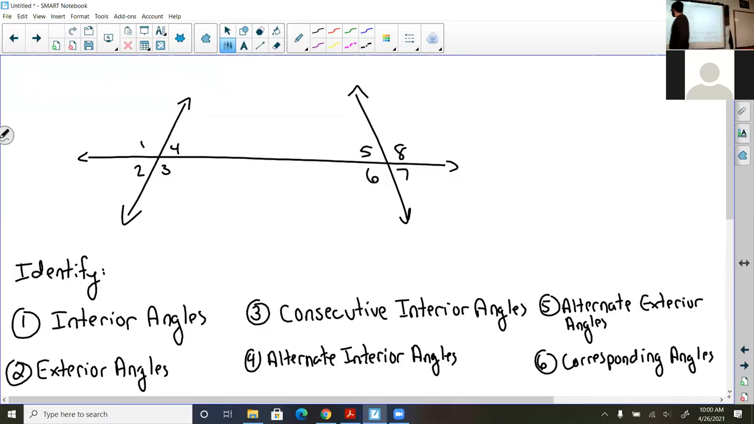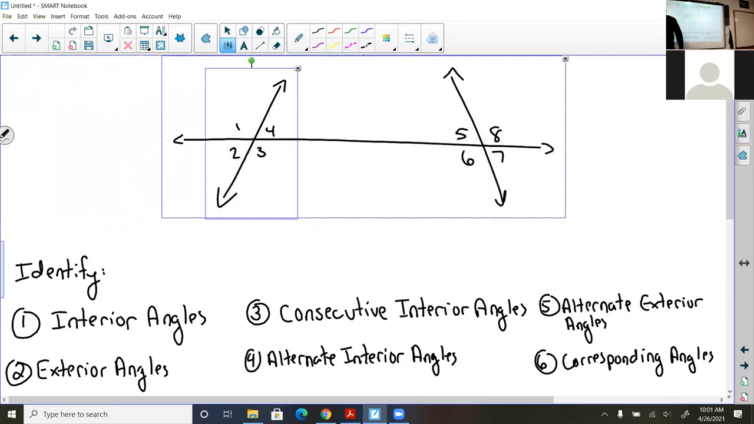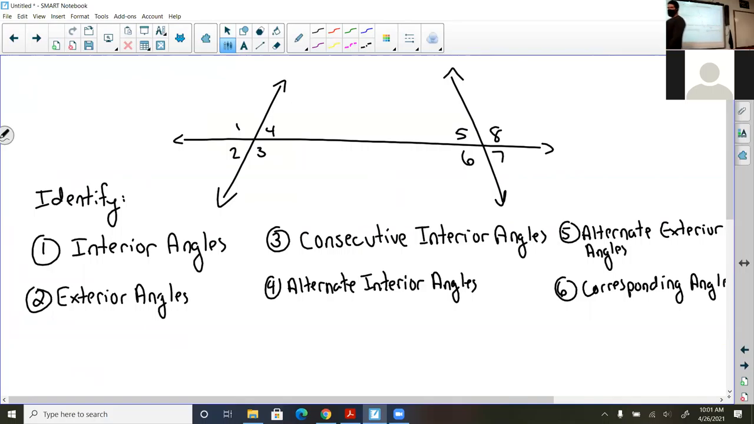All right, give you guys some time. And what I'd like you to do again is just to identify which angles would be alternate interior, which ones would be the exterior. So for example, if you told me that angle 1 is an exterior angle, you would be correct. But there are 3 other exterior angles. And then there's going to be a total of 4 interior angles. And so it's going through and then looking up the definitions.